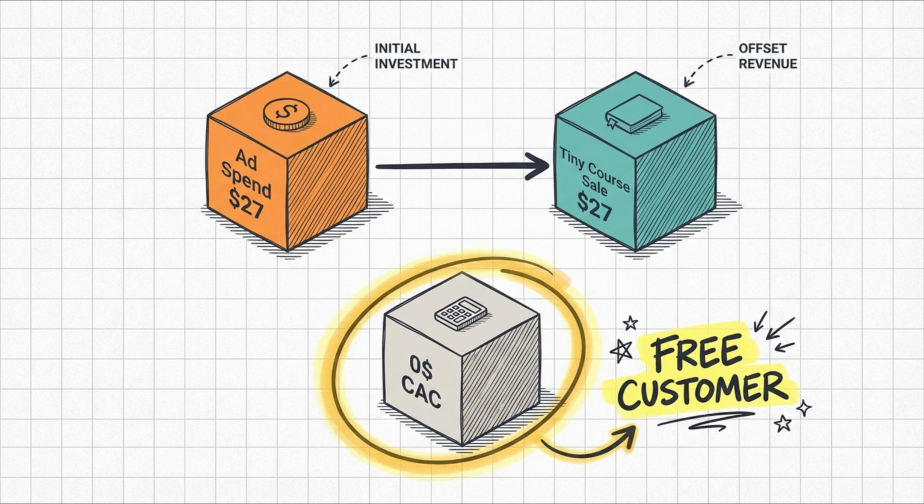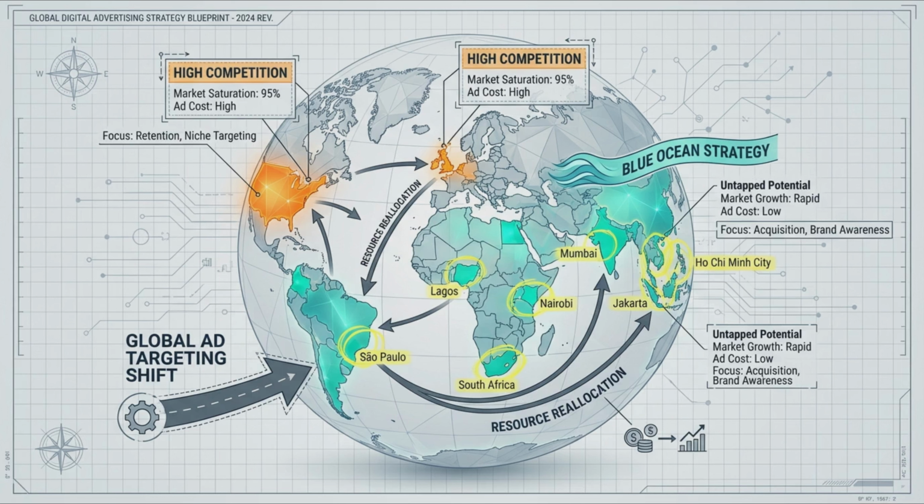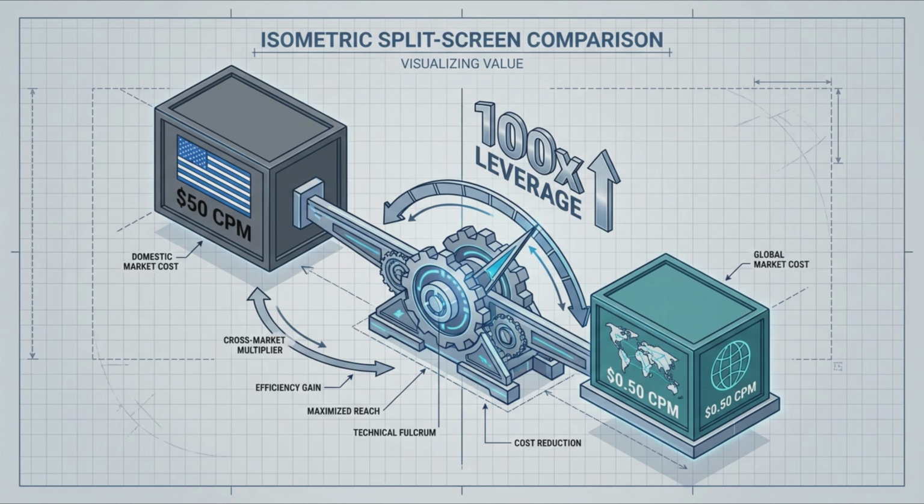All right, but what's the catch here? To get those $27 acquisitions, you have to leave the comfort of tier one markets like the US and the UK. Welcome to the worldwide ad strategy. In the US, the CPMs, cost per thousand views, can sometimes hit $50. In developing nations, that same attention costs 50 cents. That's 100 times the leverage on your ad spend.